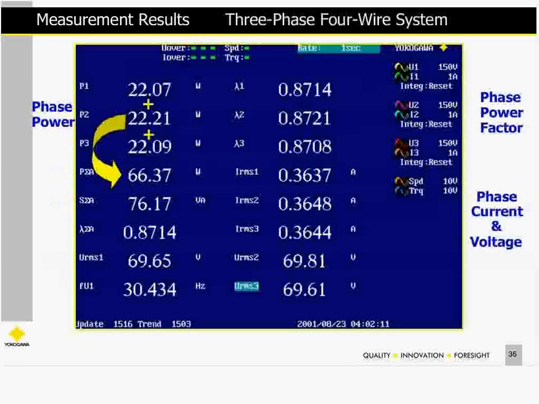So if we look at our power analyzer on a 3-phase 4-wire system, and we got the 3 power readings, the 22 is pretty well balanced, get our 66 as our total. And we can look at the other phase parameters such as phase power factor, each of the phase currents, and these were the voltages, phase voltages. And my frequency on this device was a little bit lower, is 30 hertz.